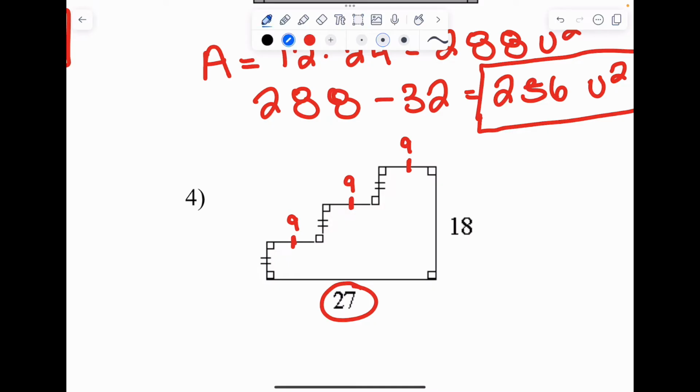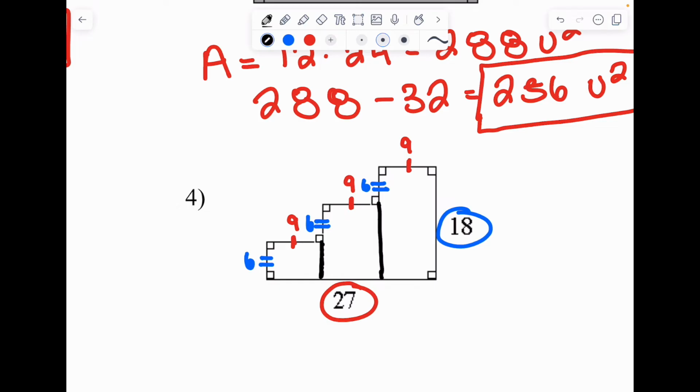And similarly, I have 2 tick marks on these vertical side lengths that all are supposed to add up to 18. And so 18 divided by 3 will give me 6 for each of those lengths. And in order to find the area of this composite figure, I need to break it up into shapes that I know how to find the area of. So I'm going to draw some imaginary lines to create 3 separate rectangles.